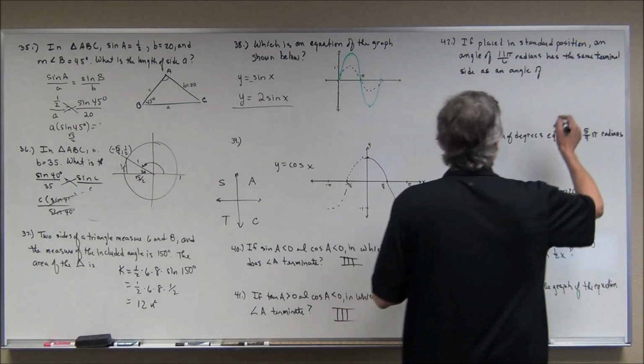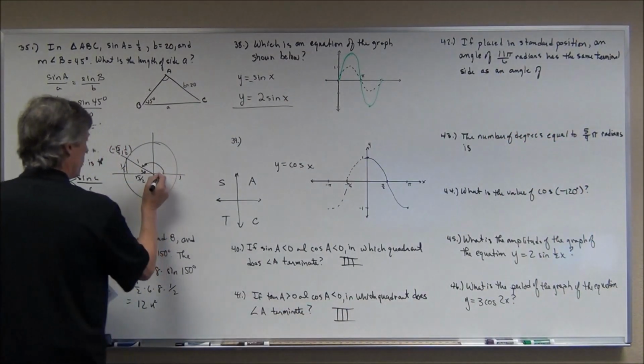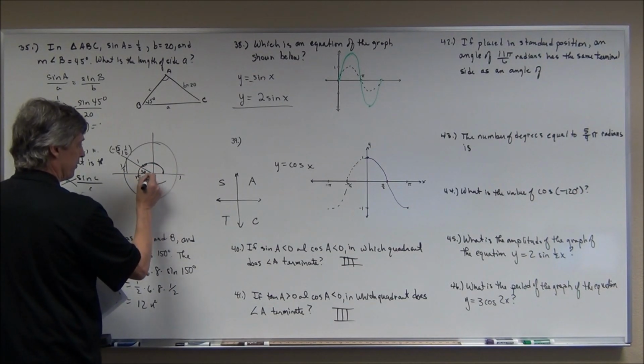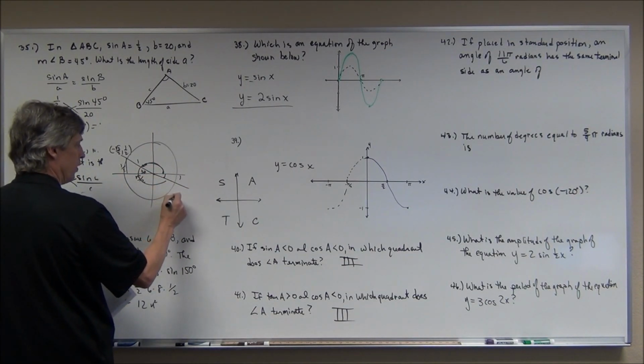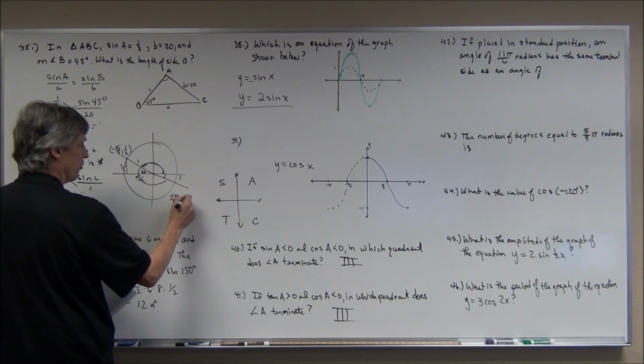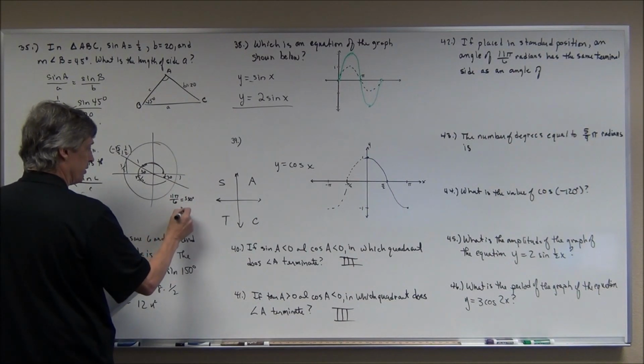Okay, 11 pi over 6. I had it once before. 11 pi over 6 is all the way around like this, where this angle right here is pi over 6, because 11 pi over 6 is equivalent to 330 degrees. So this is 30 degrees this way, or negative 30 degrees.